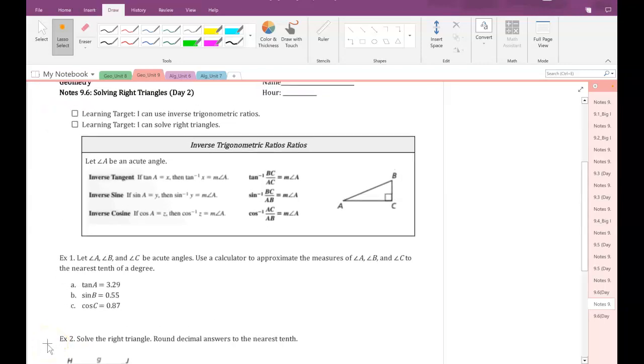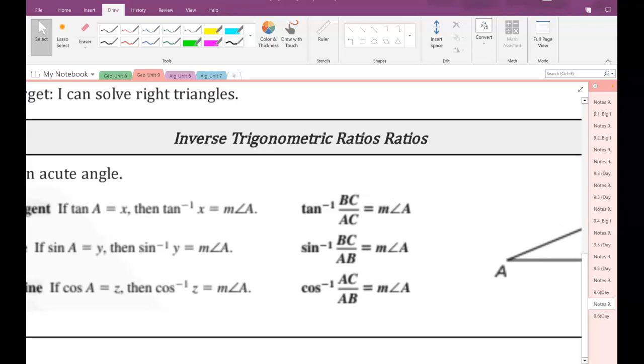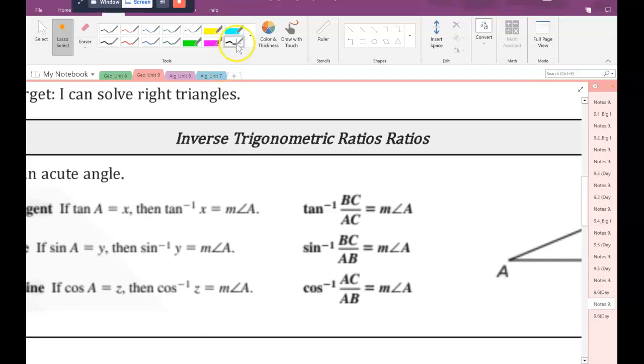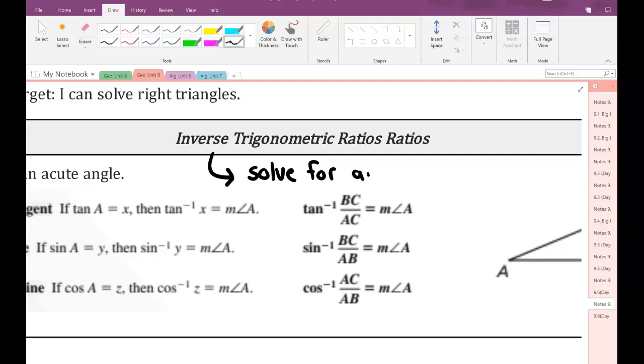So we have them listed again. This is the same kind of box I gave you on Friday where it has all of the inverse trig ratios. Remember the big thing I put on the board yesterday? Inverse trig ratios help us solve for angle measurements, or they just solve for angles. If we took the sine, cosine, or tangent, we would be able to find a side length. But when we use the inverse sine, cosine, or tangent, we can find an angle measurement.